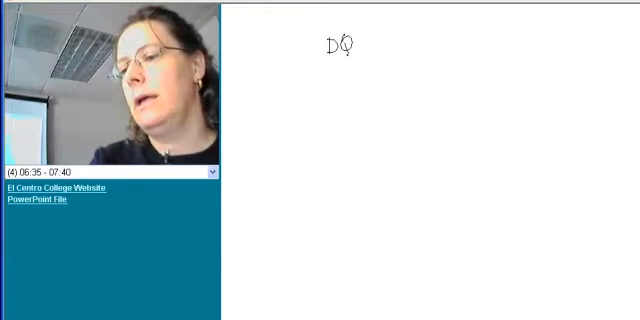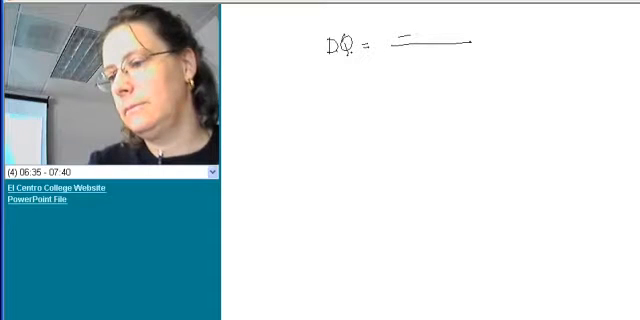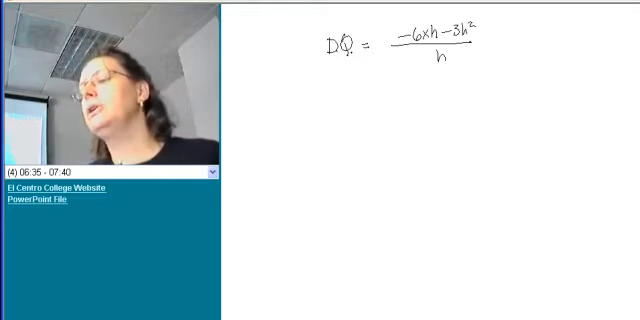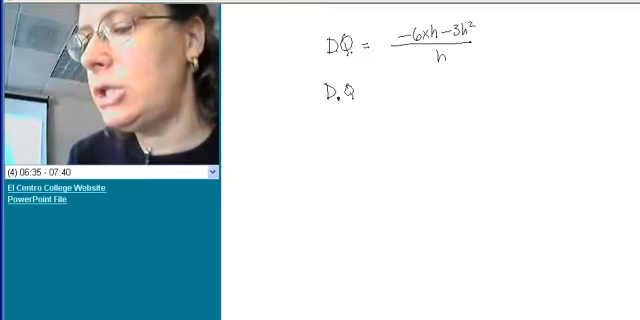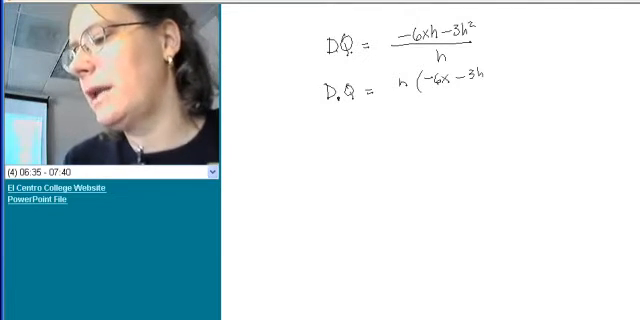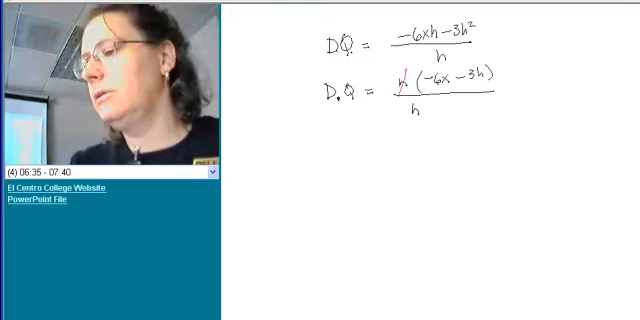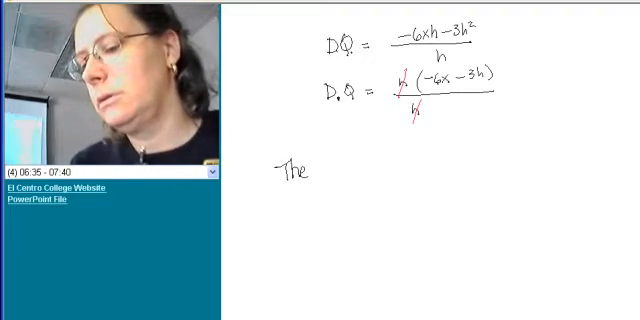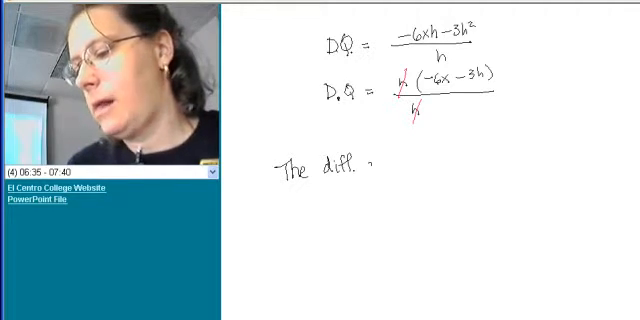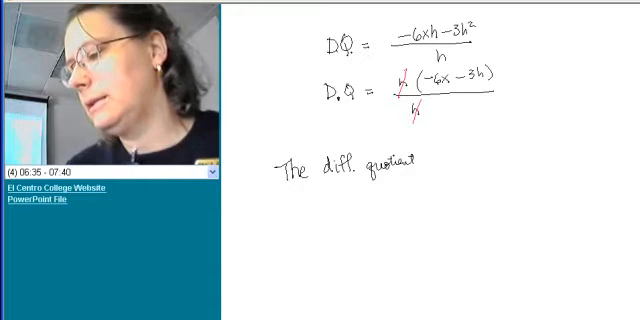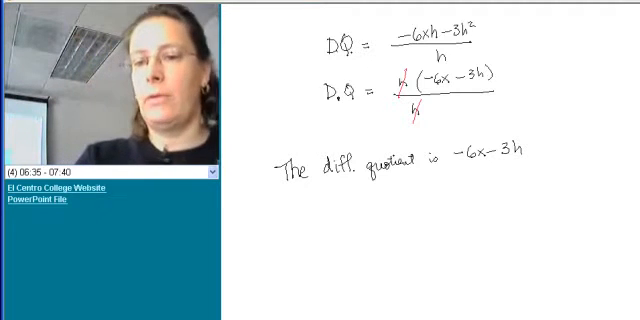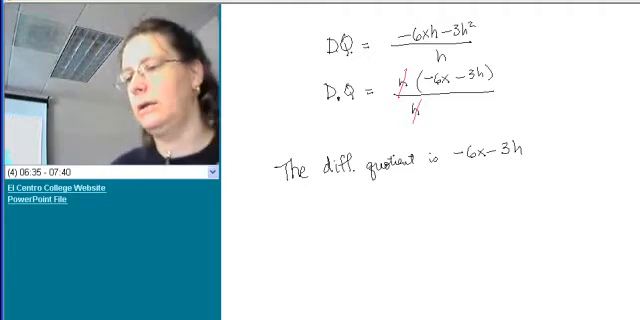dq, negative 6xh minus 3h squared divided by h. Okay, we can do some more simplification because we can factor out an h. And we're going to get negative 6x minus 3h, divided by h. The h's cancel. There's the difference quotient: negative 6x minus 3h. Okay? Let me capture that so if you have questions about what I did, I can go back to that previous screen.